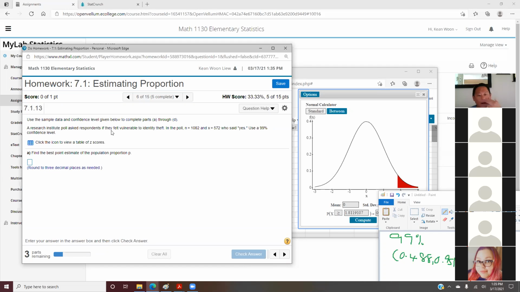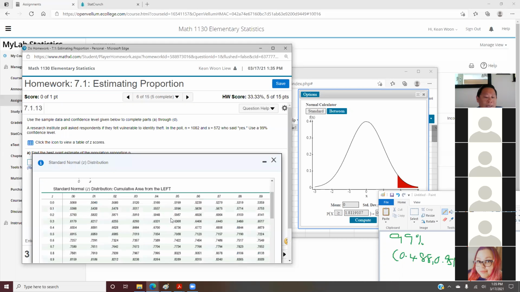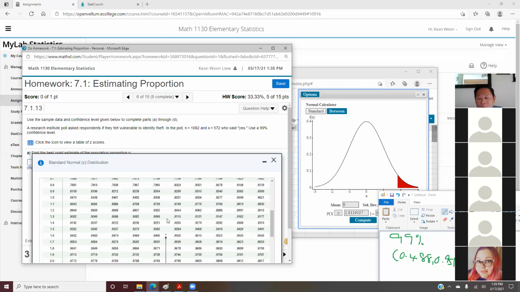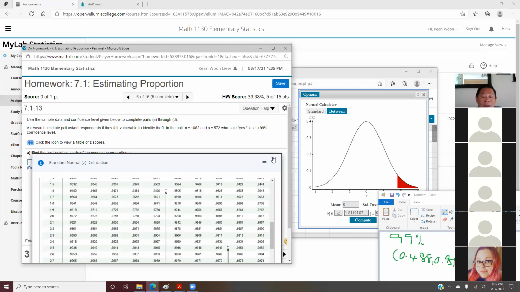This is talking about identity theft. In a survey, they surveyed 1,082 people. 572 say yes, they are vulnerable to identity theft. Use a 99% confidence level. So do not click here. Don't look at this. If you look at this, you are in the wrong class. You do not use StatCrunch, okay?